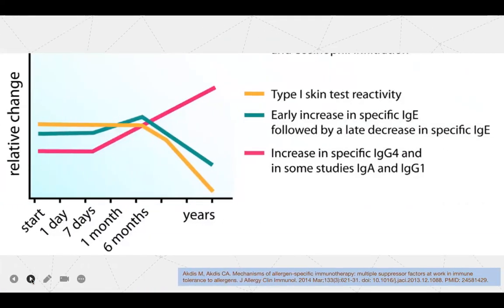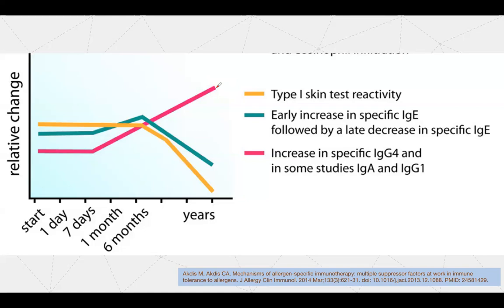So again, the type 1 hypersensitivity skin test will come down after 6 months. There will be some early increase, the green line we can see here, an early steep rise in specific IgE. But after 6 months, there will be a fall. And when we talk about IgG4, maybe after 1 month there will be a rise, it will start rising at around 6 months, and after years it will attain the peak. But the problem is, for human IgG4, how much is the achievable cutoff, we don't know.